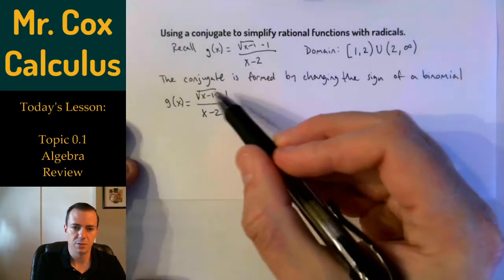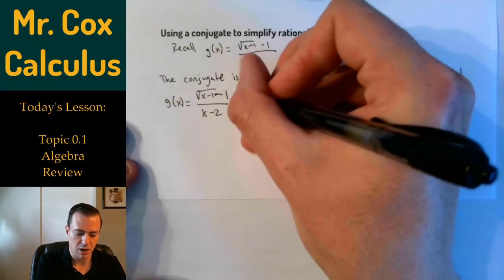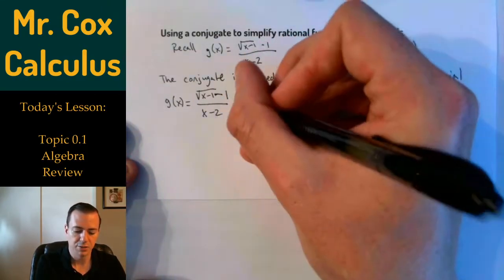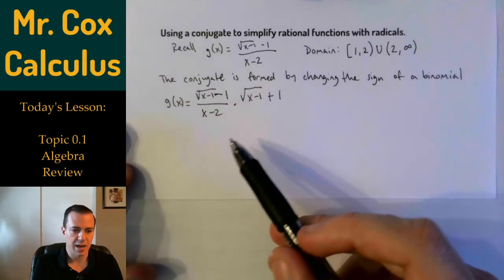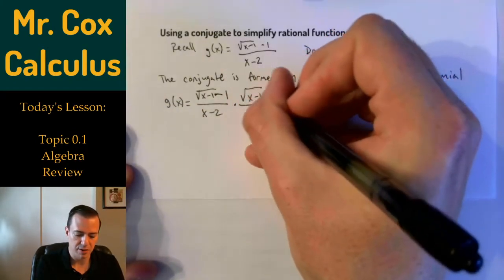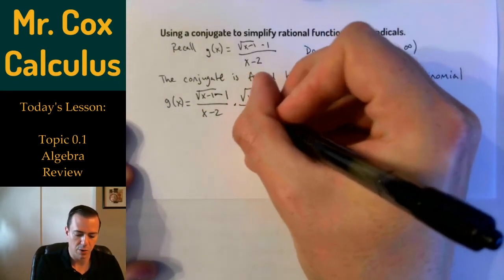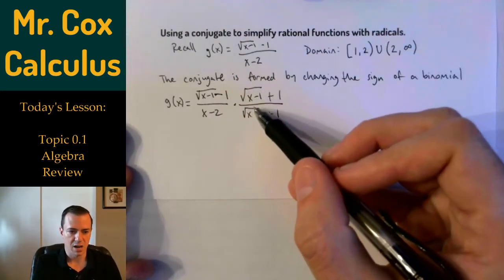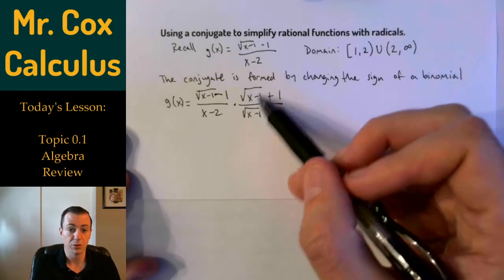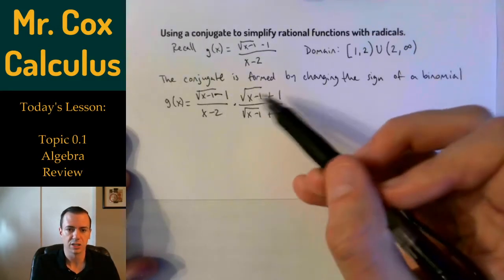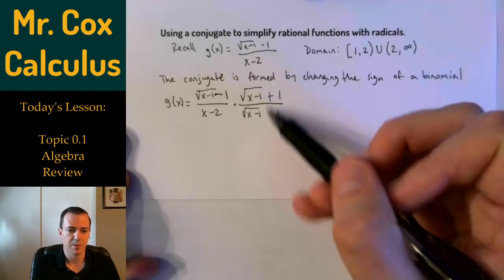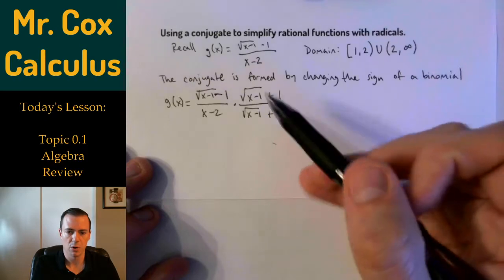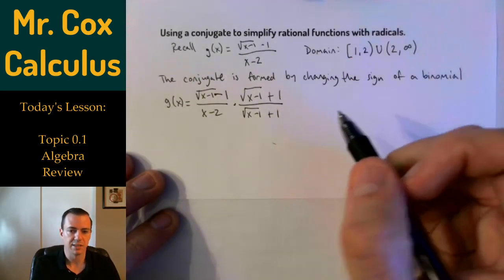Well, I want to multiply the numerator by its conjugate, so I'm going to multiply it by the square root of x minus 1 plus 1. And the only way I can do that is if I also do that to the denominator. So I'm going to multiply it by the square root of x minus 1 plus 1. What I'm doing is a very complicated way of multiplying this rational function by 1. Because if I have something over itself, as long as it doesn't come out to be 0 over 0, I'm just simply multiplying it by something that's 1.